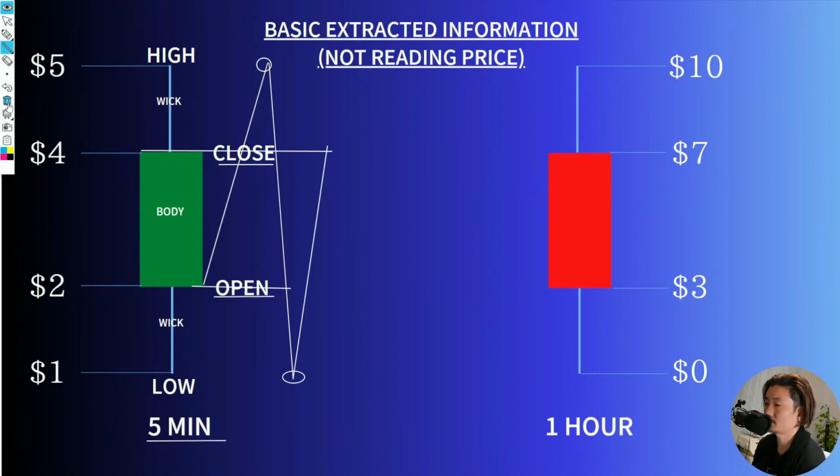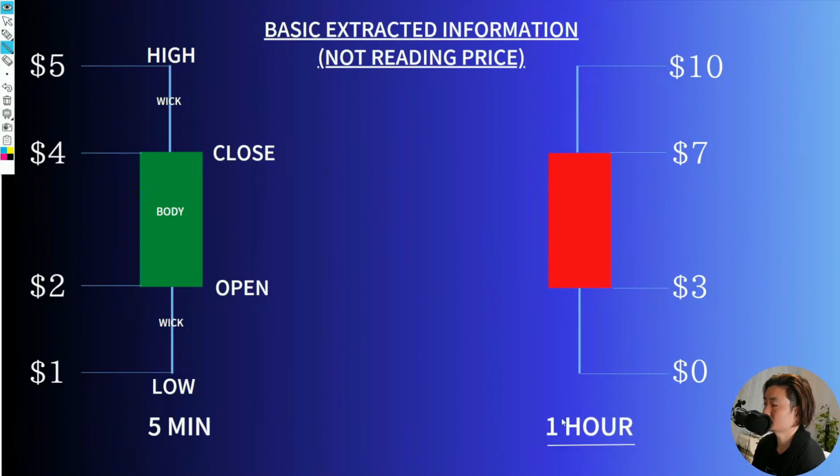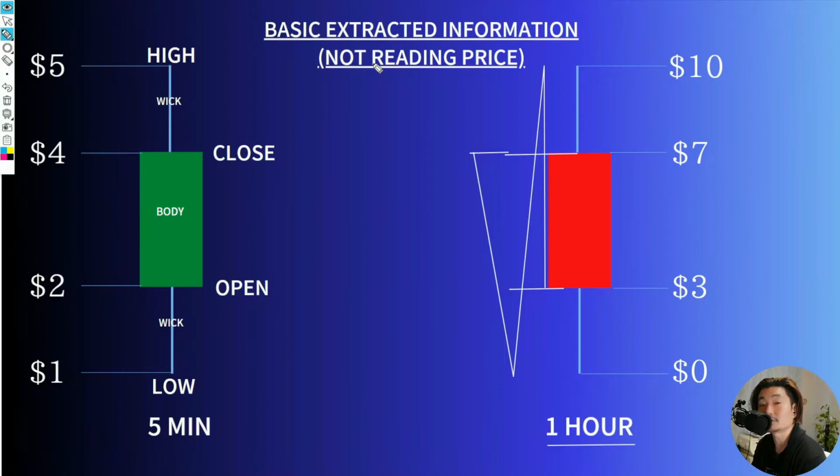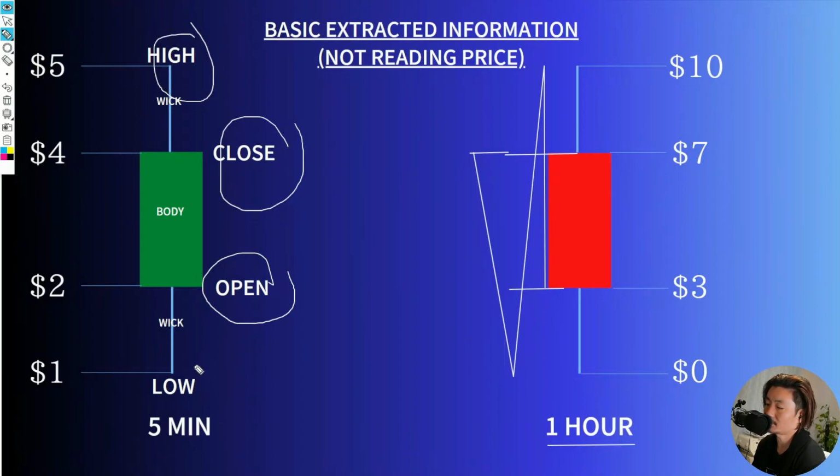Okay, so let's go on to this one right here. Now this is a 1 hour candle. Since this candle's body is red, we immediately know that the close was at $3 while the open was at $7. So in the first minute of this 1 hour, price started at the $7 point. And somewhere within this 1 hour, price came down to $0 and came up to $10, but ultimately closed at $3. So again, it's very important to understand the limitations of candlesticks in terms of the information they can provide us. All it tells us is the open, the close, the high, and the low.